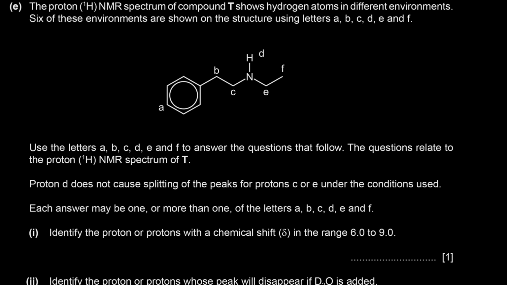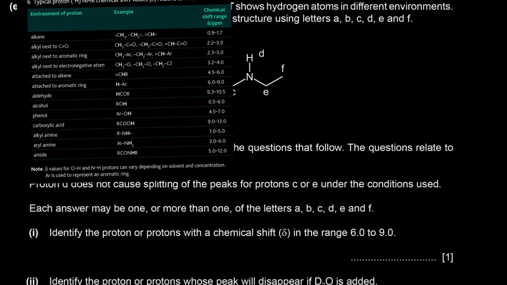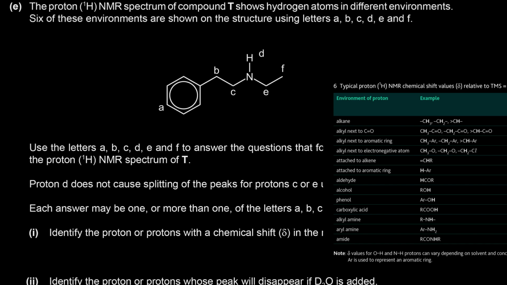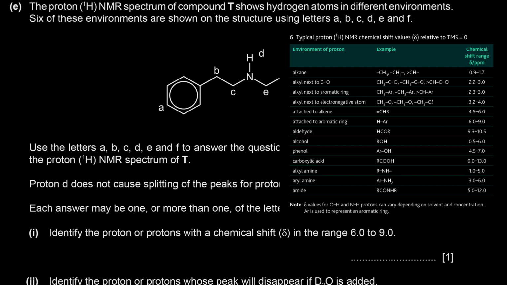Now let's look at the table over here, right, that we have for the proton NMR spectrum. Now part 1 says, identify the proton or protons with a chemical shift in the range 6 to 9. So in the range 6 to 9, what proton would shift in that range over here? The range 6 to 9 is the proton attached directly to the aromatic ring. So that would be proton A over here, right? A hydrogen atom on an aromatic ring. Here AR stands for the benzene ring. Okay? Right? That would be the proton A.